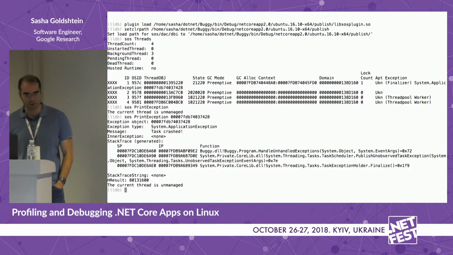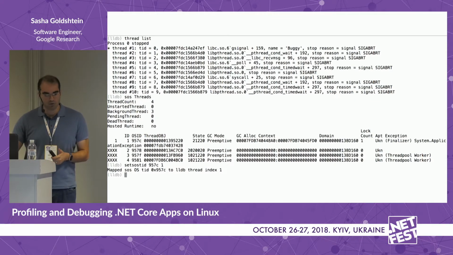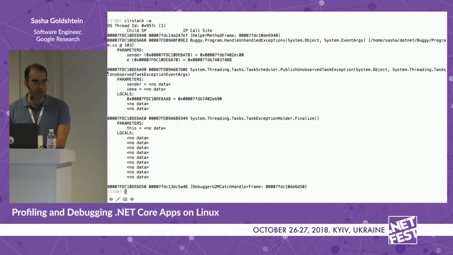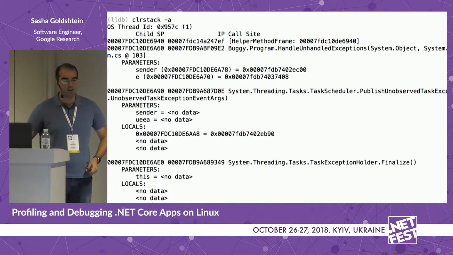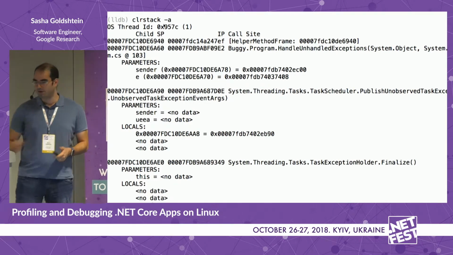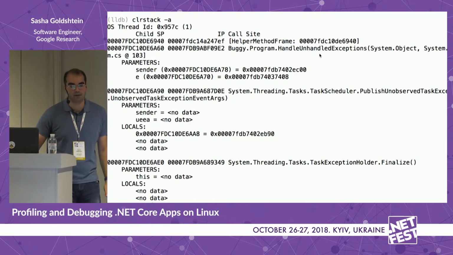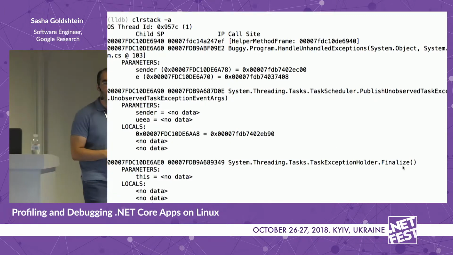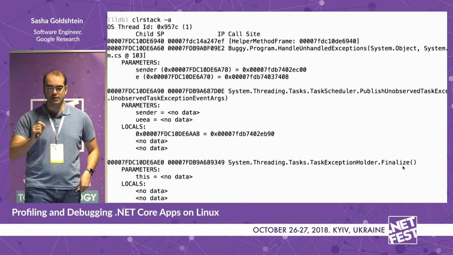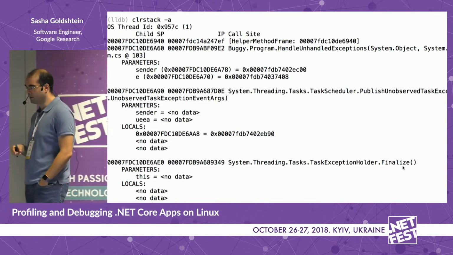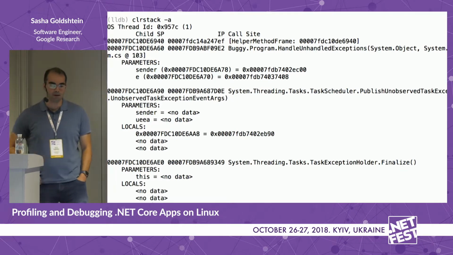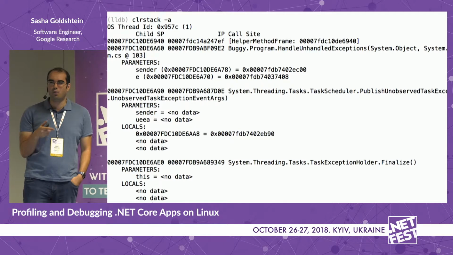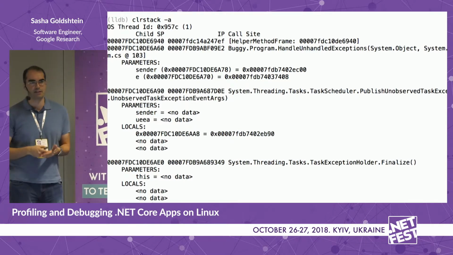I'll skip a bit because we don't have a lot of time. But eventually, I can get a .NET stack trace using the CLR stack command of what that process was doing. So remember, handle unhandled exceptions, published unobserved task exception holder finalize. All these C# methods are now visible in the debugger as well. But what's interesting is this doesn't tell me what code actually caused the exception.